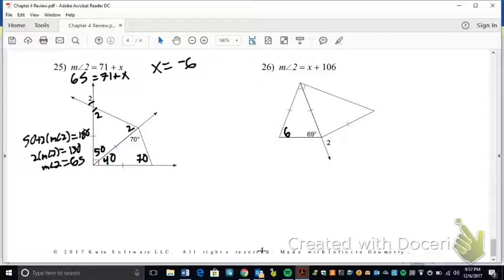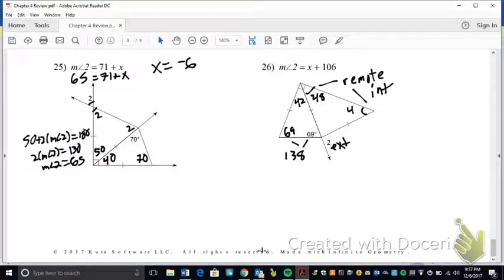Okay, so if that base is 69, the other base is 69. 69 plus 69 equals... So I'm explaining the remote interior angle. Anyway, 69, 69, 138. That gives me 42 up top. That's 180 minus 138. 42 plus 48 is 90, so the other complementary angle is 48. Because we know one of the base angles is 48, the other base angle is 48.